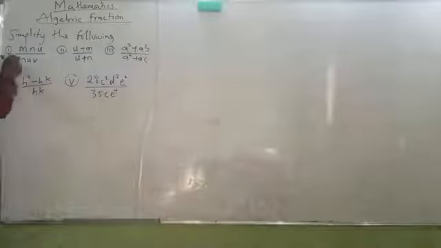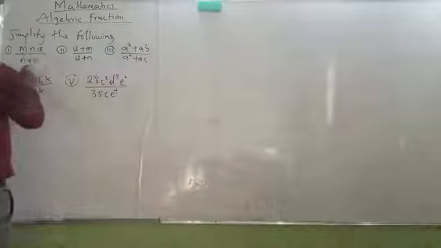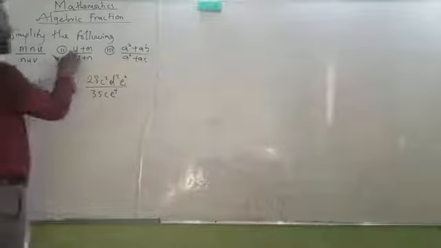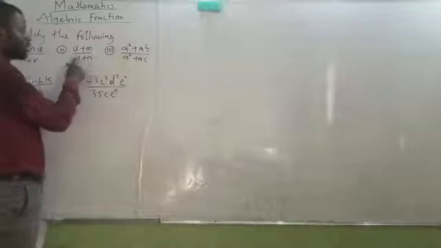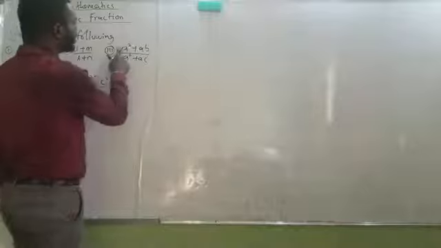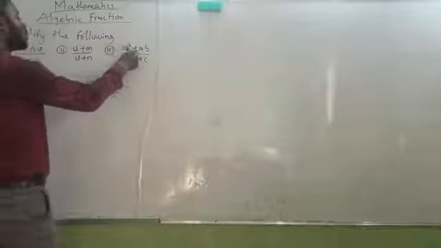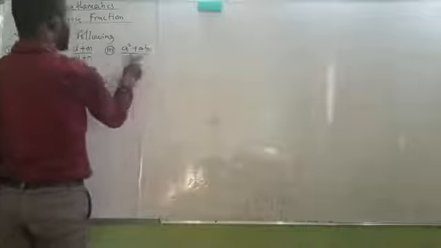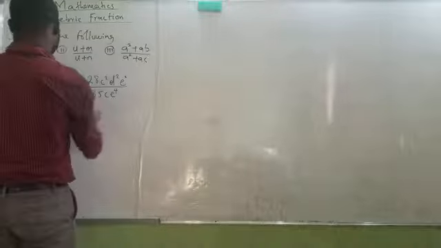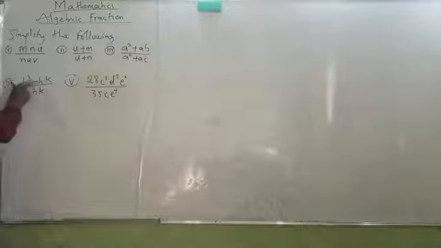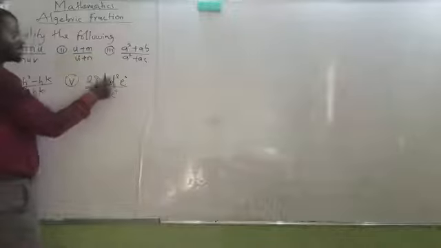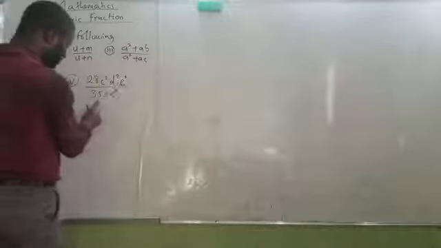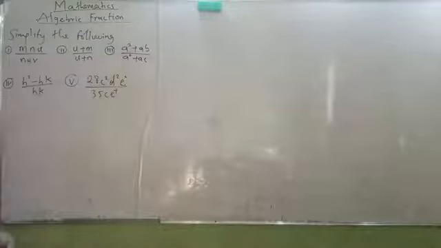Number 1, mnu divided by nuv. Number 2, u plus m divided by u plus n. Number 3, a squared plus ab divided by a squared plus ac. The next one is h squared minus hk divided by hk. And the last one is 28 c squared d squared e squared divided by 35 c e to the power 4.